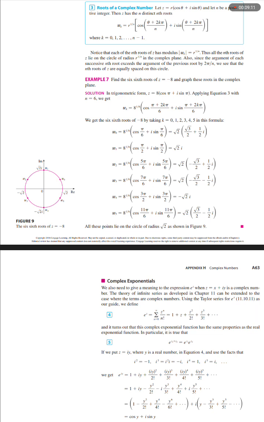See Figure 9. The sixth roots of z equals -8, with the imaginary axis as the vertical axis and the real axis as the horizontal axis. Points w_0, w_1, w_2, w_3, w_4, and w_5.